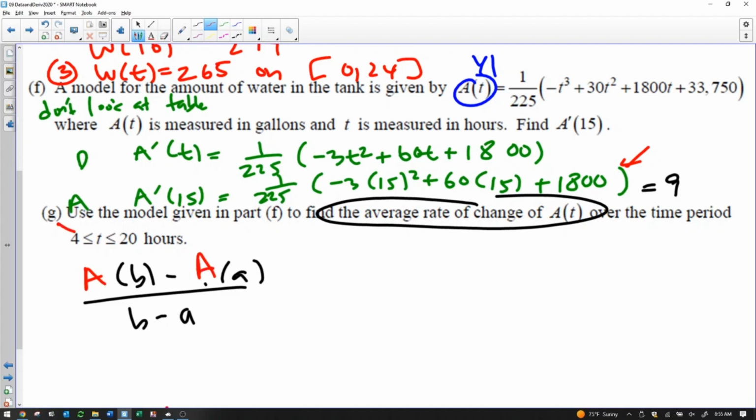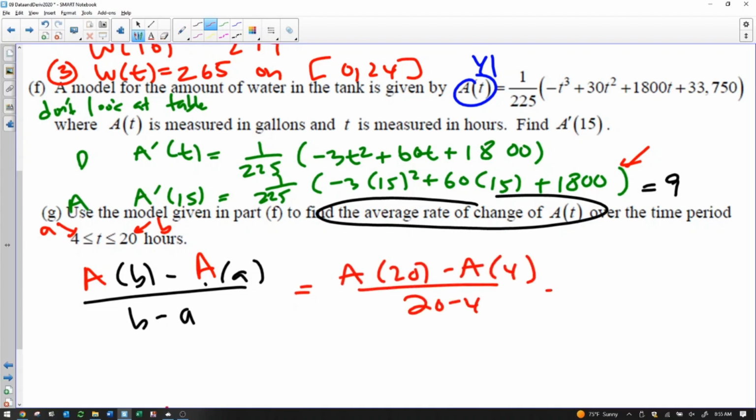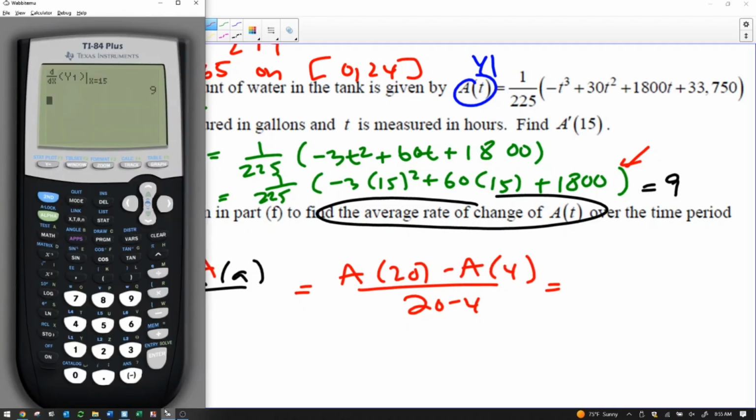And what is my little a and little b now? The 4 and 20. Okay, so I'm going to replace that. So now I have A(20) minus A(4) over 20 minus 4. So I'm going to plug A(20) and A(4) in. Now this is kind of nice. Let me show you how to do this with your calculator. If you want A(20), wasn't A named Y1? Okay, so this is really just saying Y1(20) minus Y1(4). And you can enter it in just like that on your calculator.